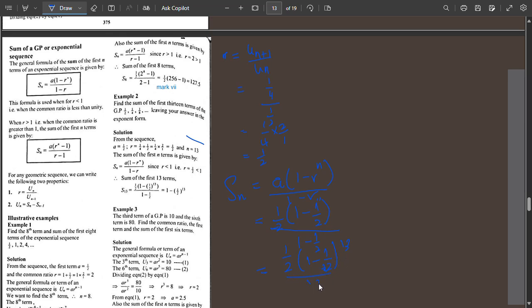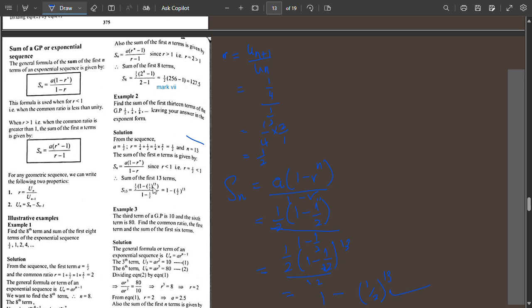All over half. The answer in the end is 1 minus 1 over 2 exponent 13. So that is the perfect answer. That's the form they want us to leave it in.